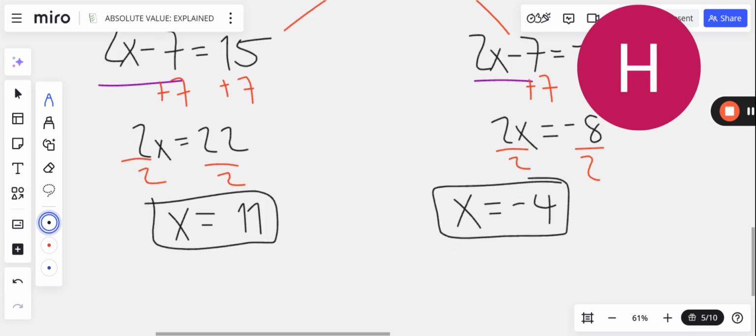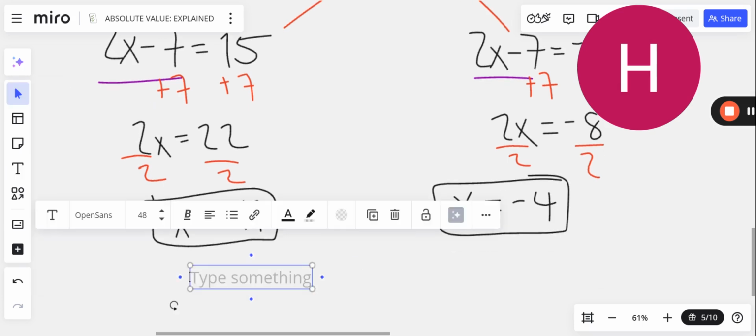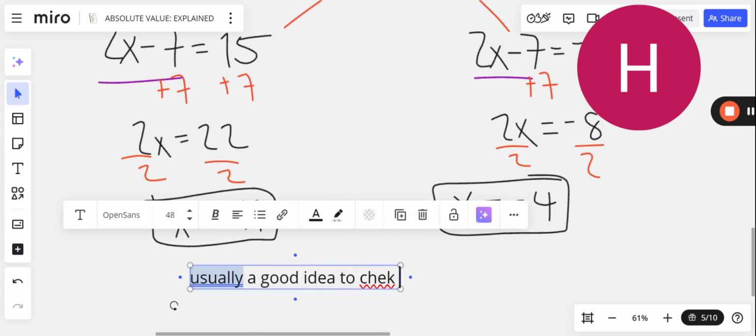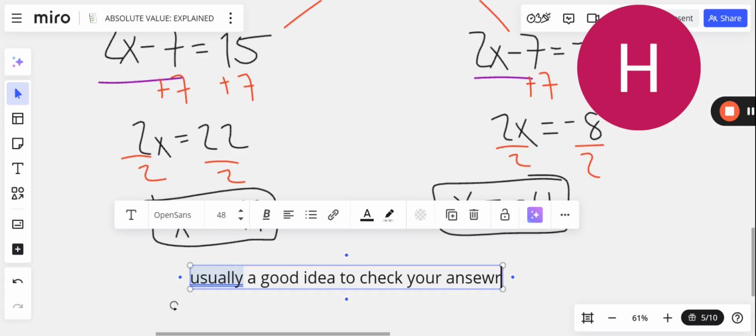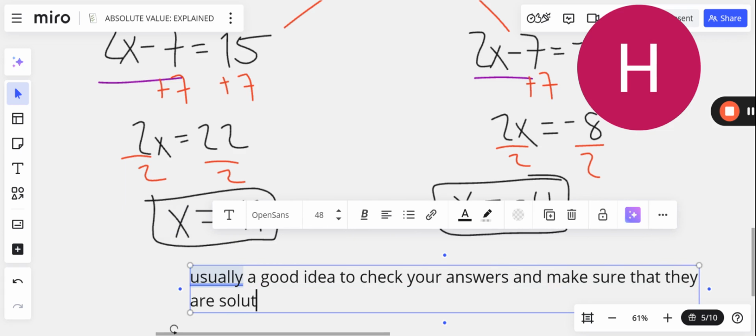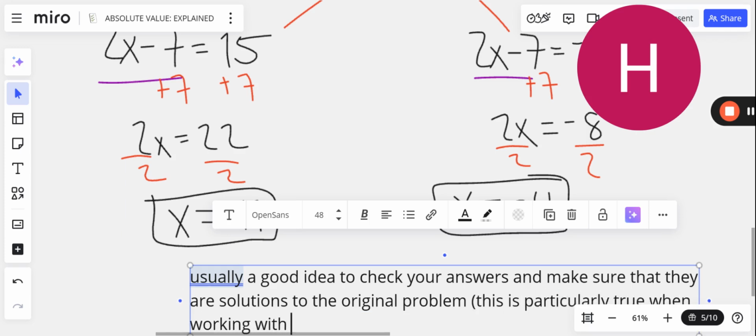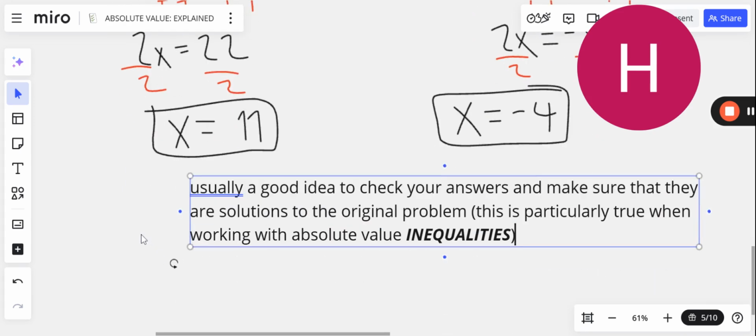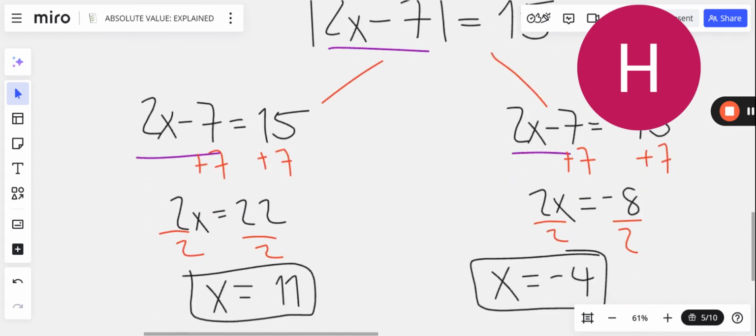It's usually a good idea to check your work when you're doing absolute value equations. This is usually something that you'll really want to do when you're working with absolute value inequalities. Okay, so yeah, we can just quick check that in there.